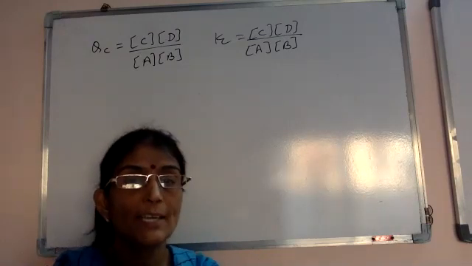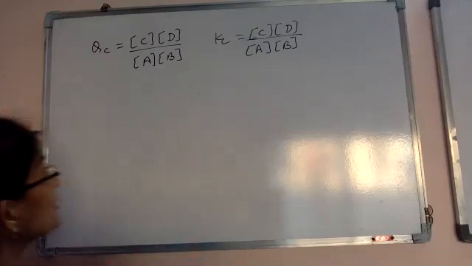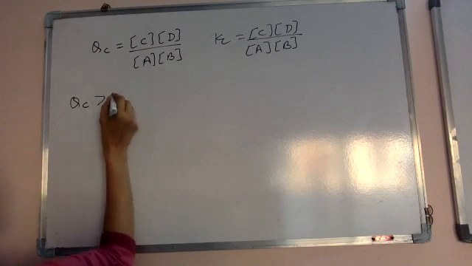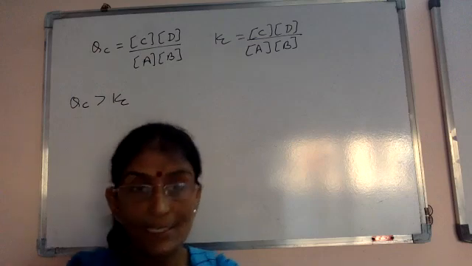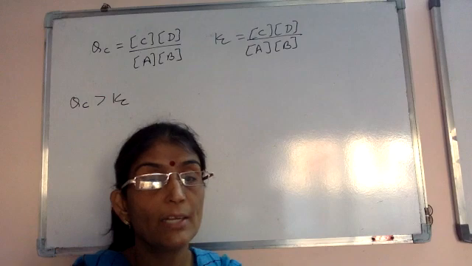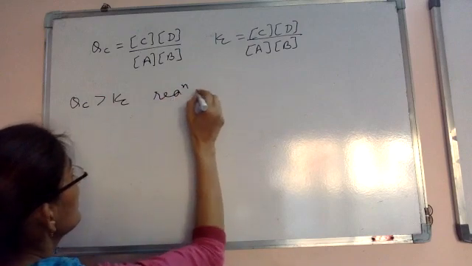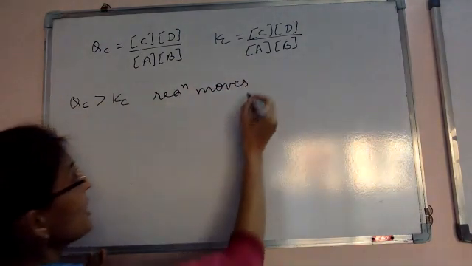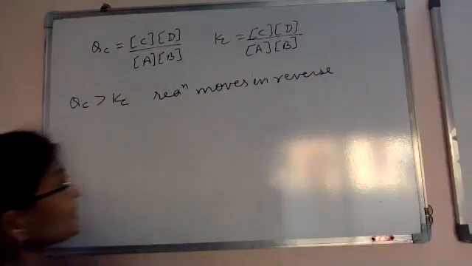So QC and KC. Now, how to predict the direction of the reaction? Suppose QC is more than KC. Three possibilities can arise. QC more than KC. Then reaction will be moving in the reverse direction. Reaction moves in reverse direction. ज़्यादा है ना, तो reverse आएगा तो KC के बराबर होगा. Moves in reverse direction.